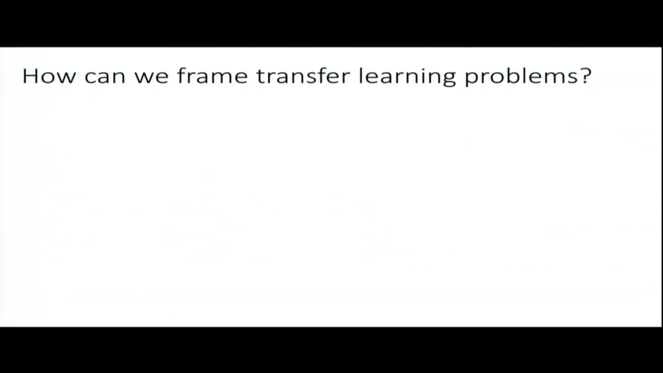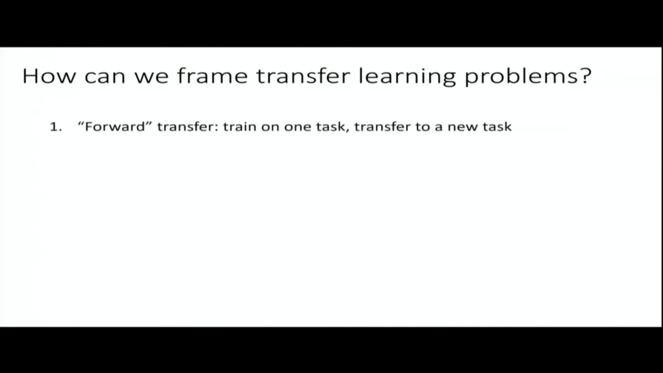OK, so how can we frame transfer learning problems? There are a number of choices that we have, and we'll talk about some of these today and some of these next week. One of the things we can do is formulate a kind of forward transfer problem where you train on one task, and then your job is to transfer and do well on a new task. There are a few ways you can do it. One of the ways you could do it is you just try it and hope for the best.